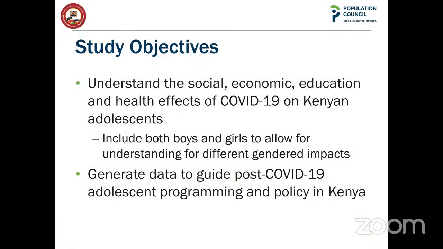There were two main objectives for this study. The first was to understand the social, economic, and education and health effects of COVID-19 on Kenyan adolescents. And we included both boys and girls to allow for an understanding of the different effects of COVID-19 on gender. We also wanted to generate data which would be able to guide post-COVID-19 adolescent programming and policy in Kenya.